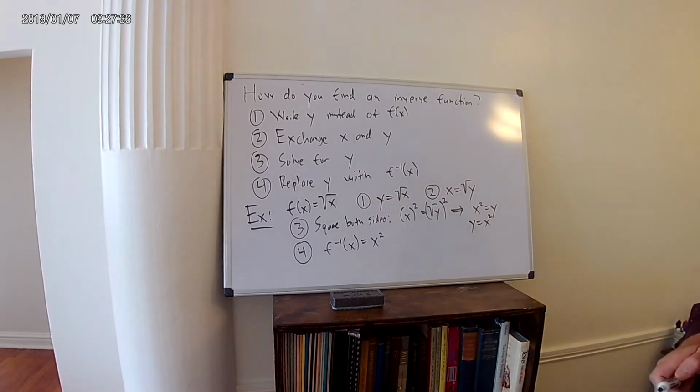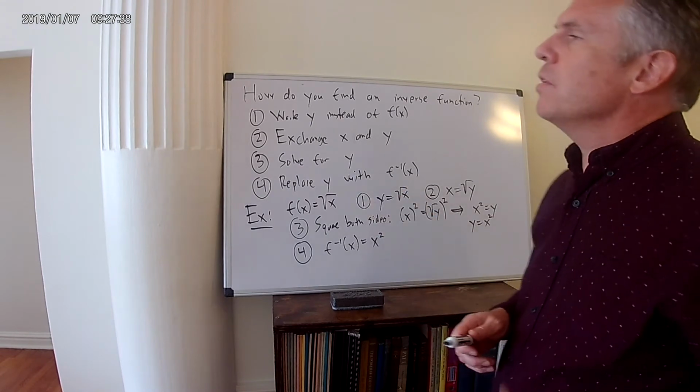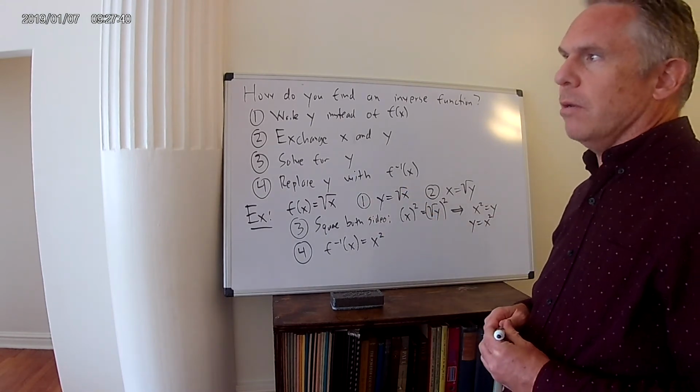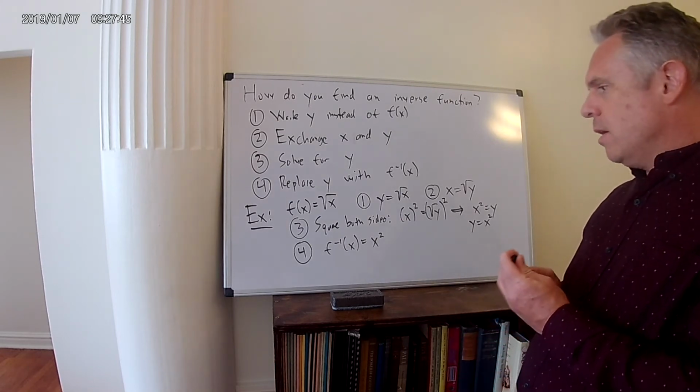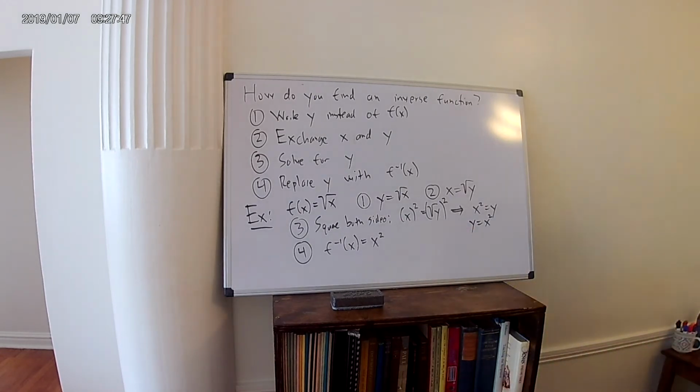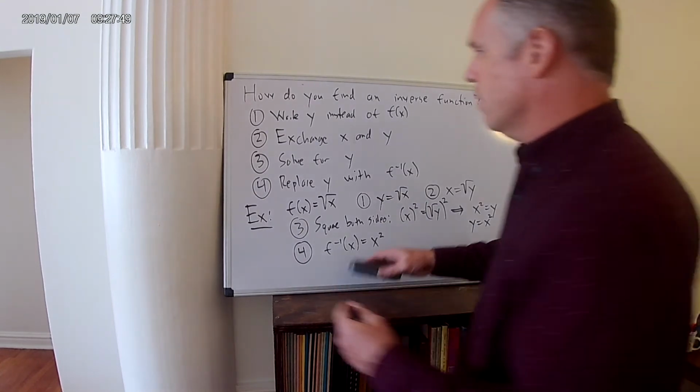So if f of x is taking the square root of something as an input, the inverse function to that squares something. Let's do another example so you guys get comfortable with this.